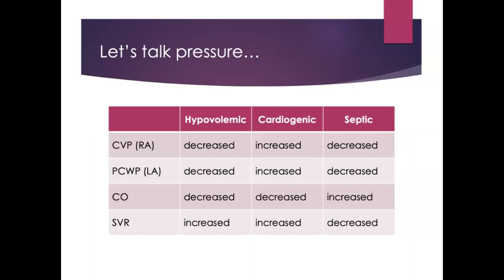Remember, in sepsis, everything's vasodilated. And so the fluid coming back into the heart is going to be decreased. So your CVP and your PCWP are going to be decreased. Your cardiac output is going to be increased because you go into that hyperdynamic state. But remember the vasodilation, the systemic vascular resistance is going to be decreased.